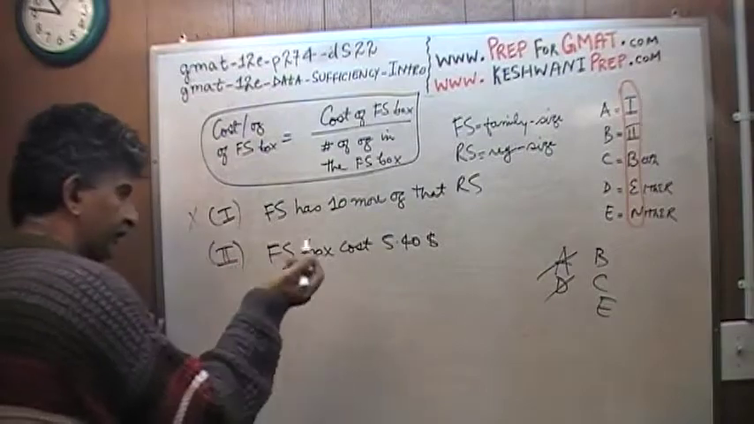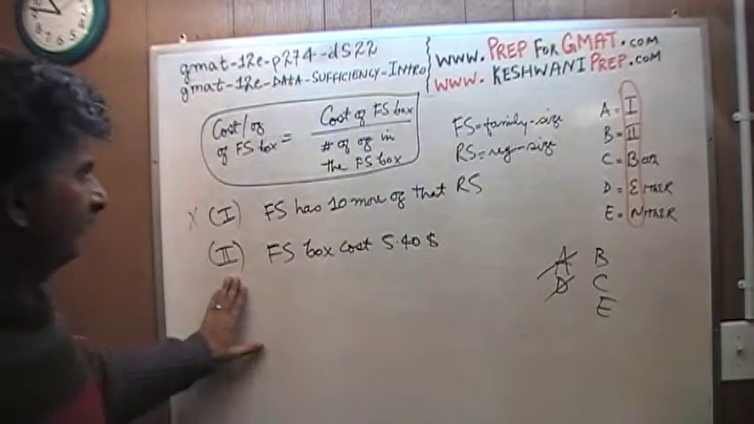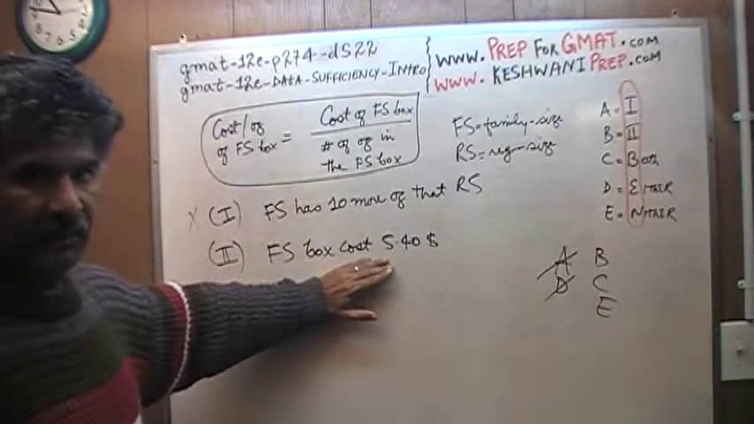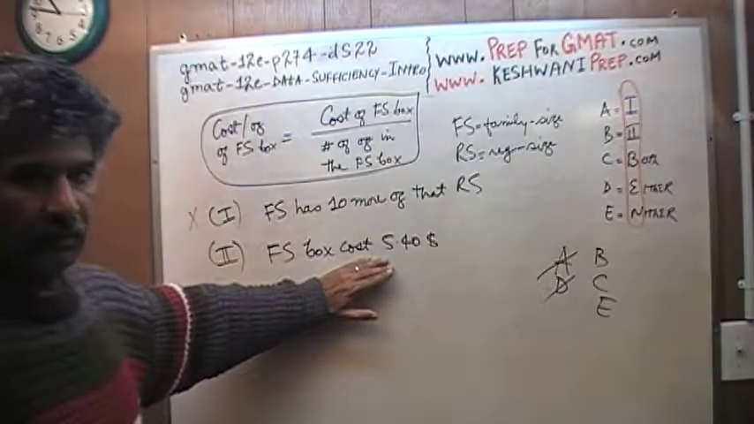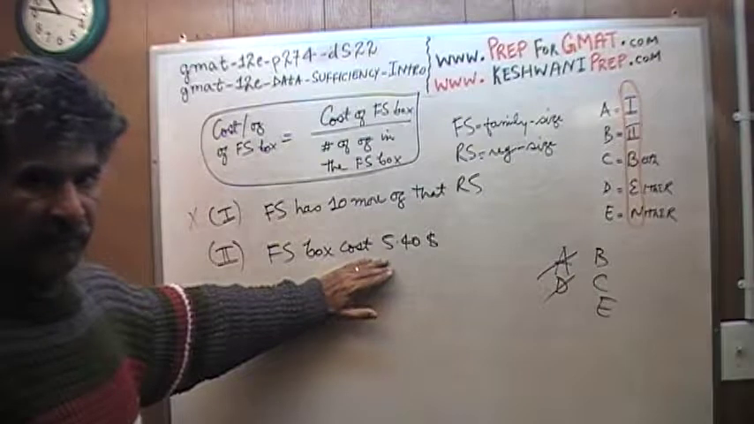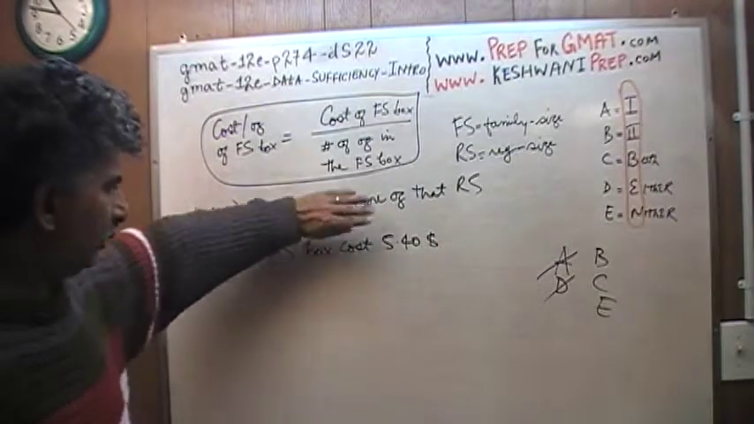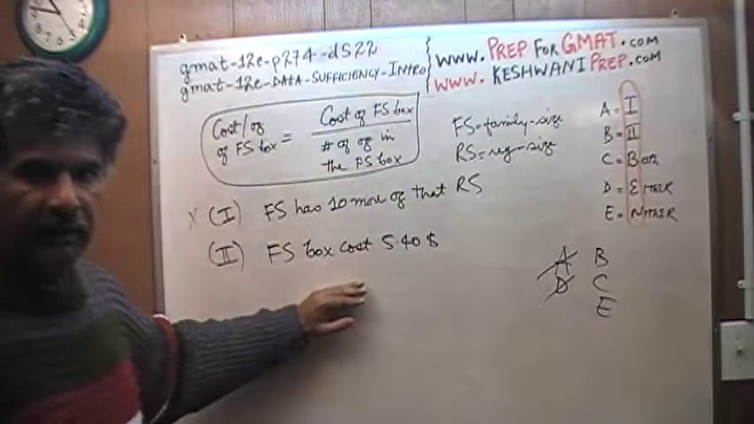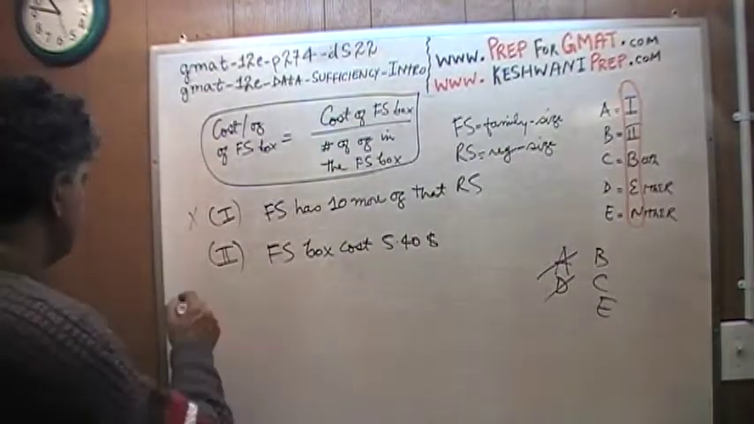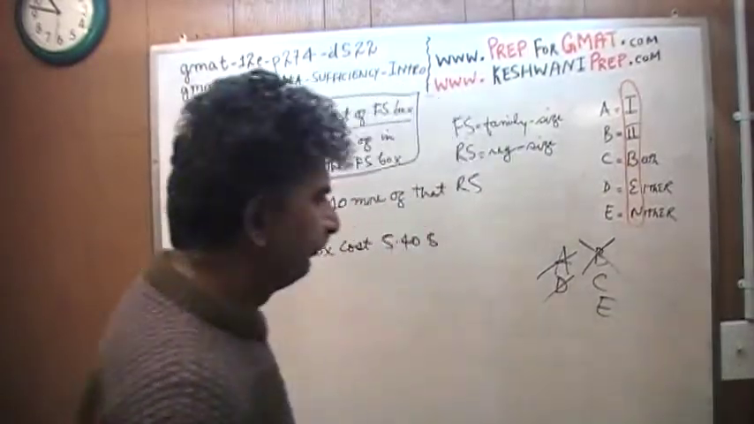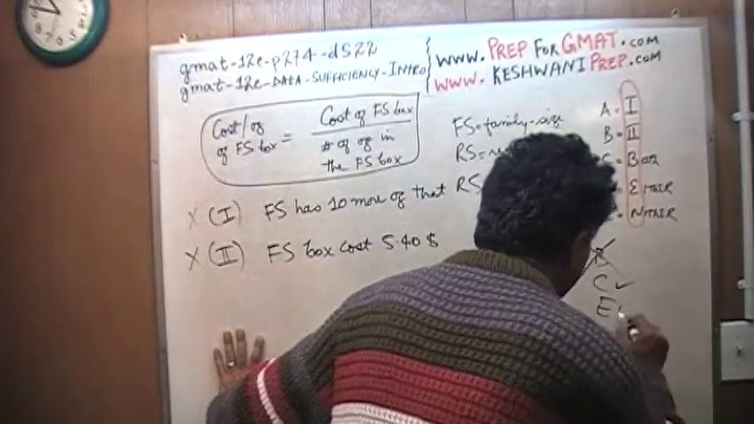So again, let's take one thing at a time. The second statement tells us the cost of the box. Just by knowing the cost of the box, can we figure out the cost per ounce? Of course not. We do not know the size of the box, family size box that is. By looking at only the second statement, we cannot figure out the size of the box. So the second statement by itself is also not enough, which tells me that the answer choice also cannot be B. The answer would have to be either C or E.